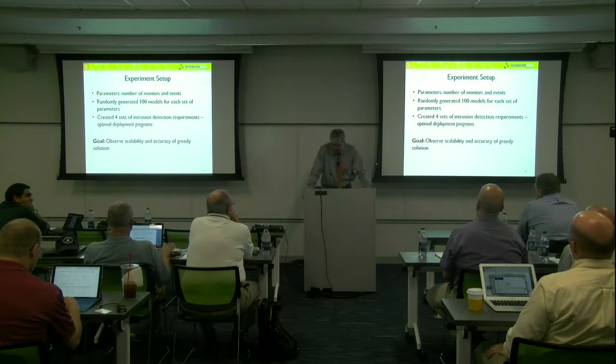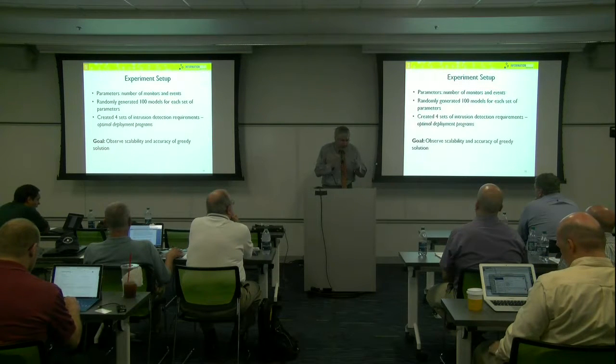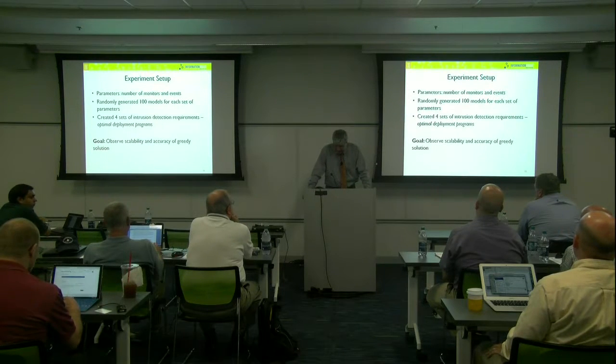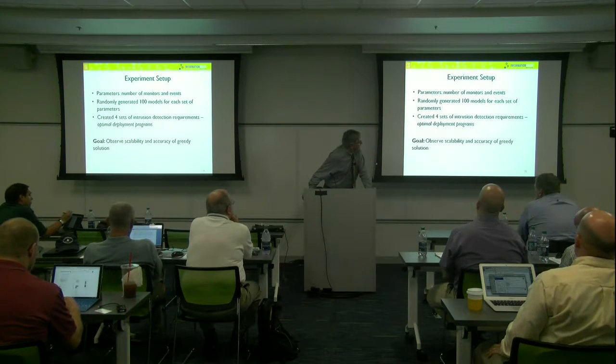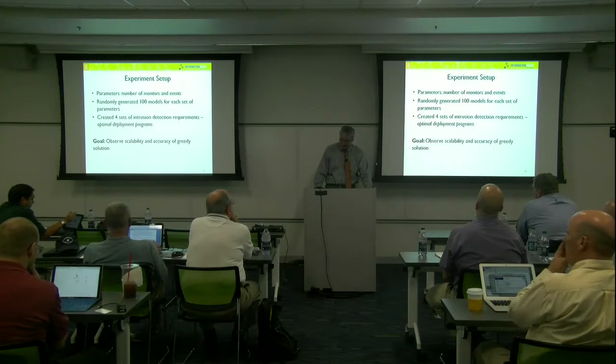And then we created 4 different sets of intrusion detection requirements. What I mean by intrusion detection requirements are 4 different sets of metrics. And again, I don't have time to give you the details of all those, but they're available online in the paper. We called those optimal deployment programs, which are the 4 different programs. And that gives us a feel of, for different metrics that we might specify, how does that change the solution time of the greedy heuristic algorithm? And we observe the results.